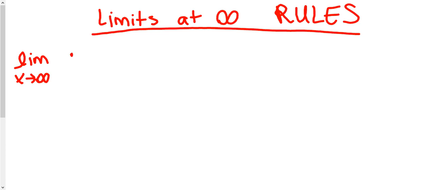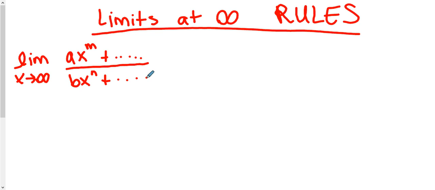So, if we're taking a limit as x approaches infinity, and we have a polynomial on the top, maybe this is 2x squared, we don't know: a x to the m. There, a is the number in front of x, m is the exponent, and then whatever else is happening after. And we have b x to the n. So we have a different power. Maybe it's the same, maybe it's different. So then we can apply these 3 rules.